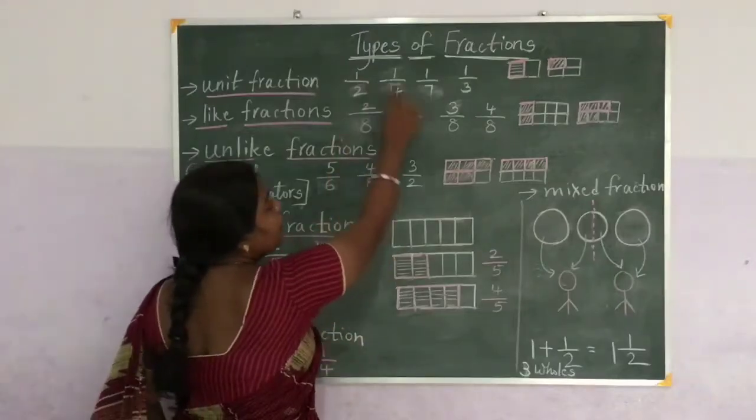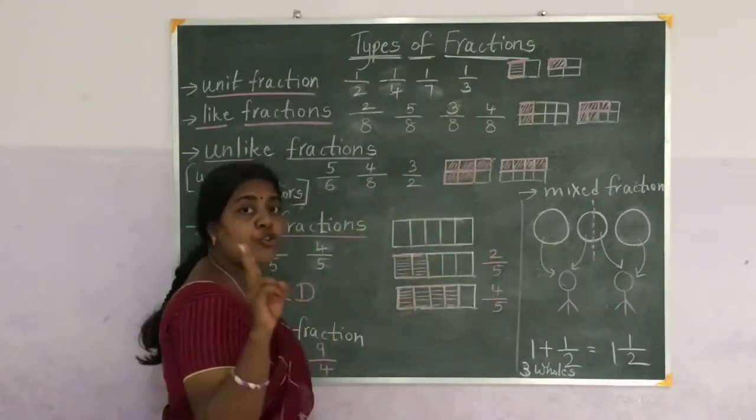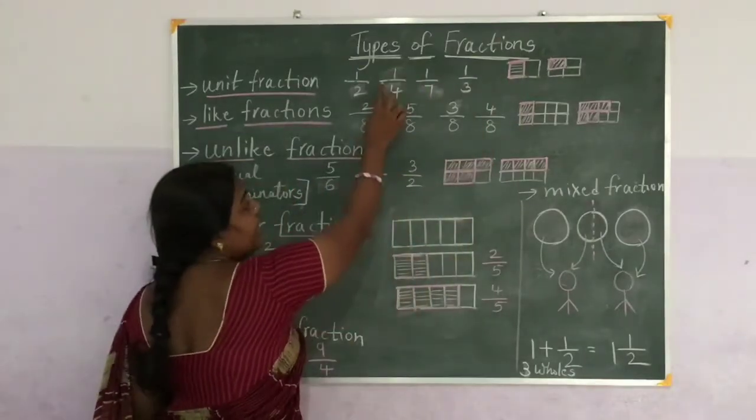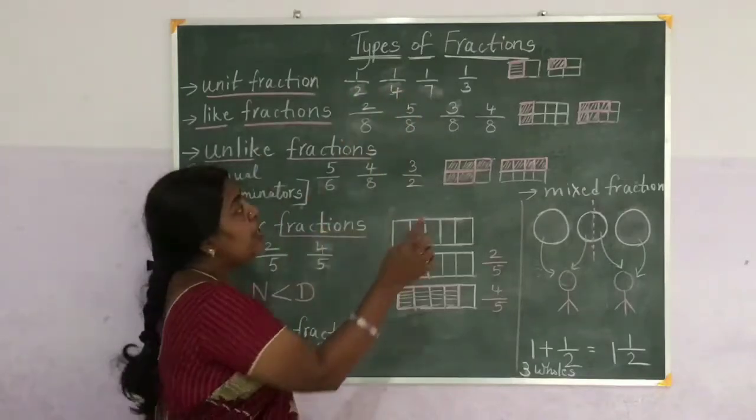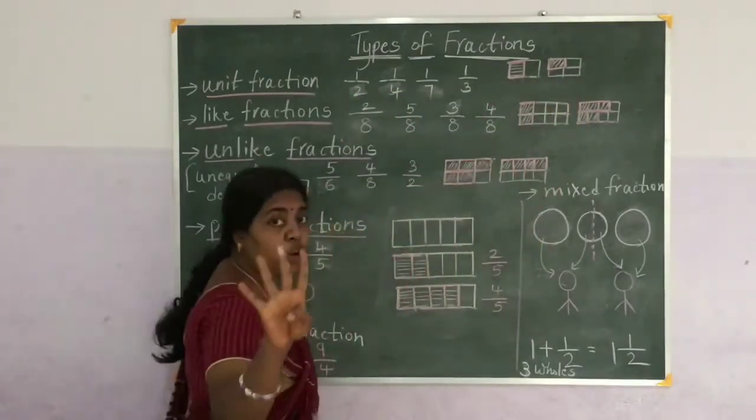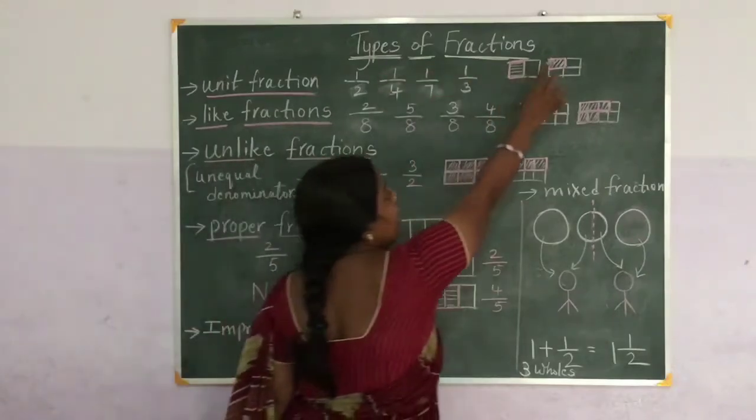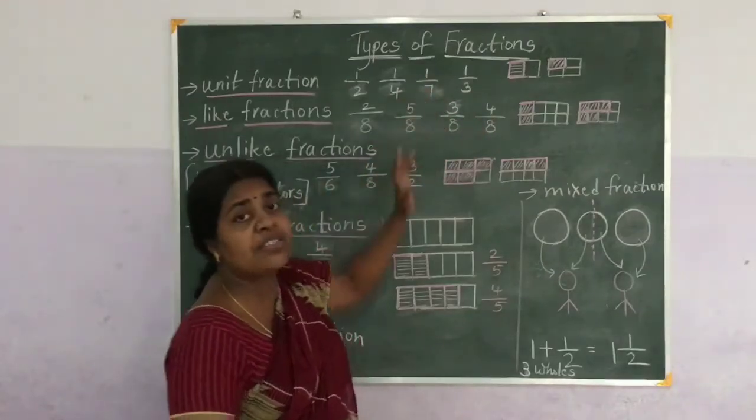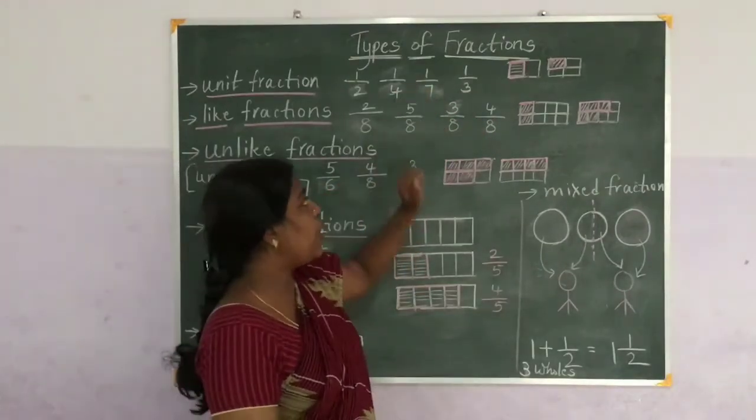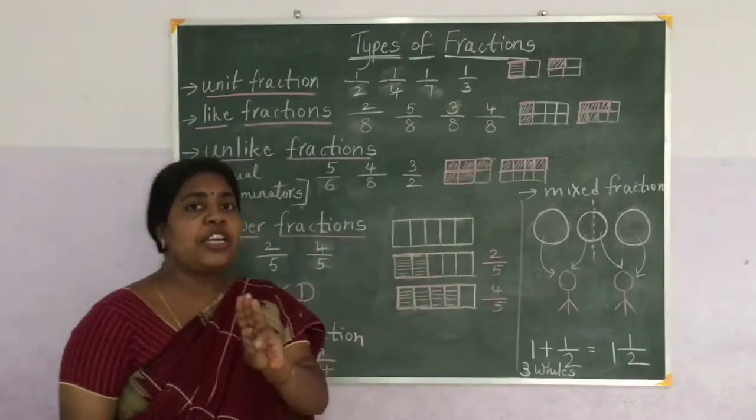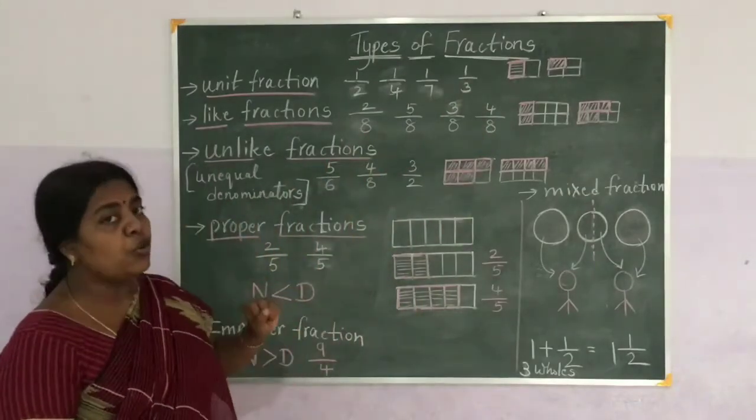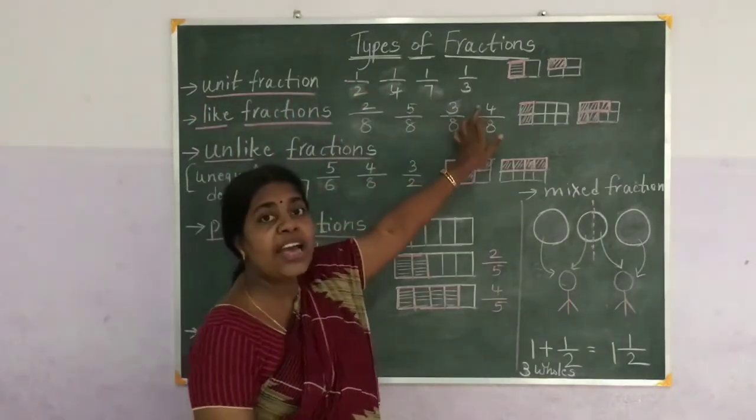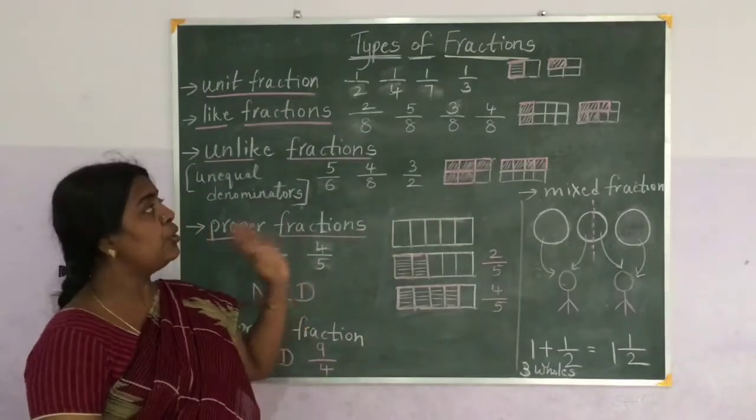If you take 1 by 2, that means the whole is divided into 2 equal parts, and out of that we are taking 1. Now the second fraction, 1 by 4. The whole is divided into 4 equal parts and we are taking 1. So here the numerators are same. 1 by 7 means out of 7 equal parts we are taking 1. 1 by 3 means out of 3 equal parts we are taking 1 part. So a unit fraction is a fraction which has 1 as numerator.